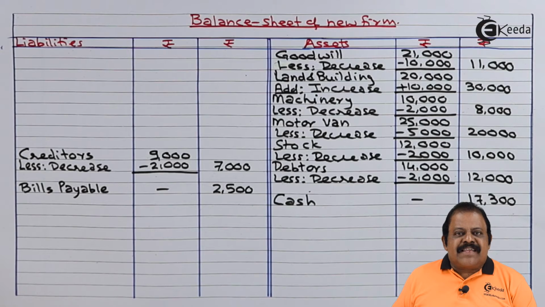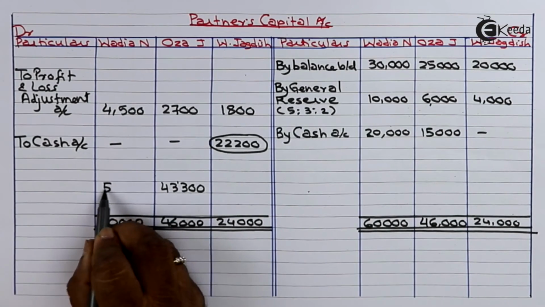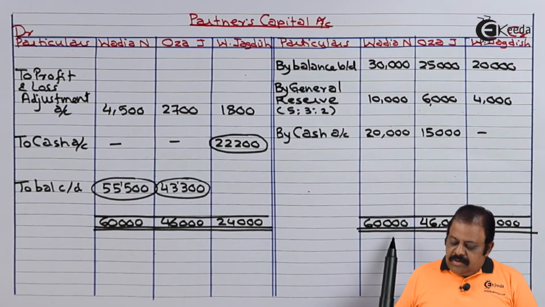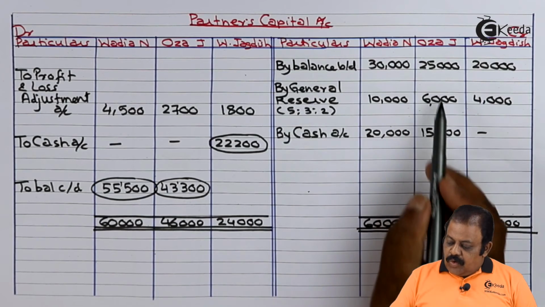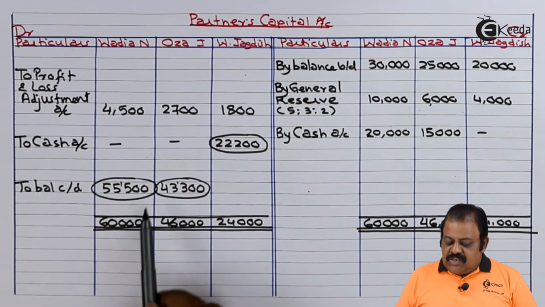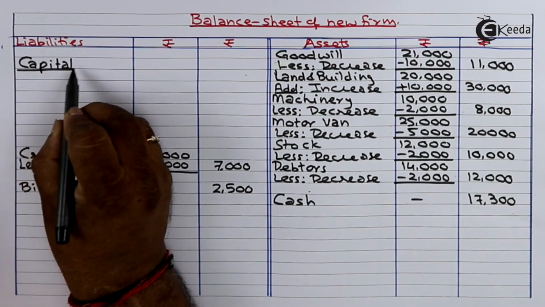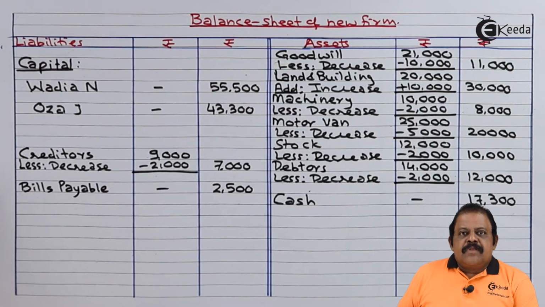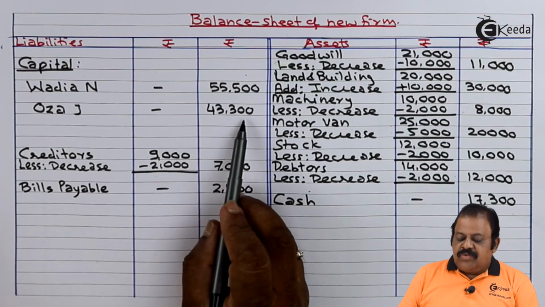Now we can close continuing partners capital account. We have closed Wadia's capital account. It is showing balancing figure on debit side. To balance carried down 55,500. We have closed Oja's capital account. It is showing balancing figure on debit side, 43,300 to balance carried down. These two capitals will be recorded in new balance sheet on liability side. New balance sheet liability side, capital of Wadia 55,500, capital of Oja 43,300.